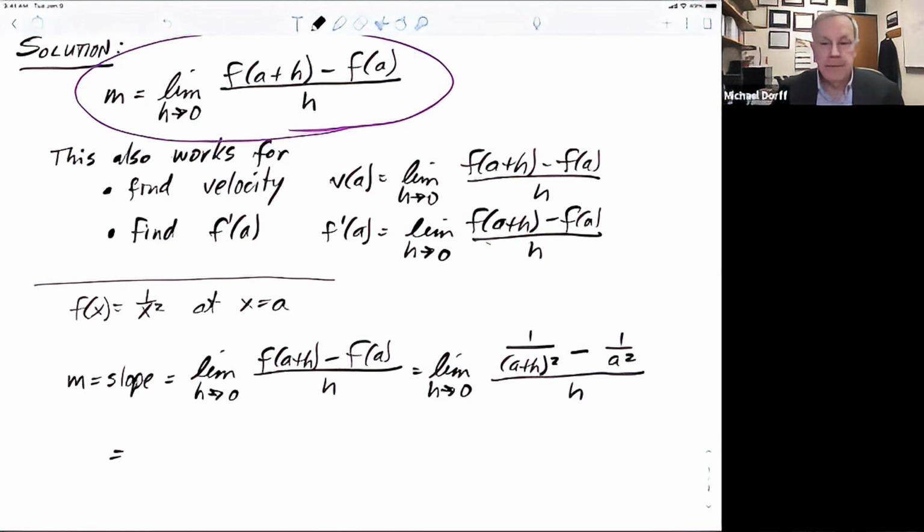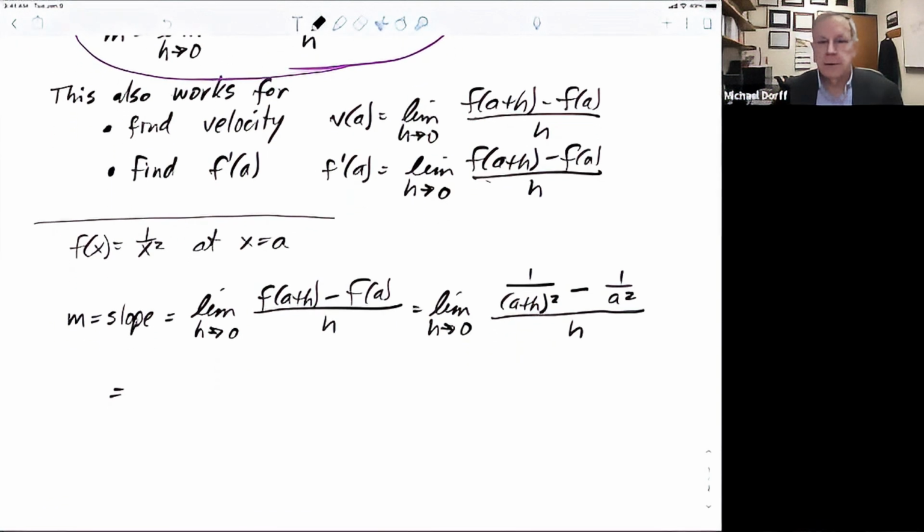All right, now, if I evaluate a limit, I can substitute in h equaling 0. And when I do that, in the top I get 1 over a squared minus 1 over a squared, which is 0, and in the denominator, I get 0. So you have 0 over 0. So you have to use a technique to simplify this, and this is something we did earlier in evaluating limits.